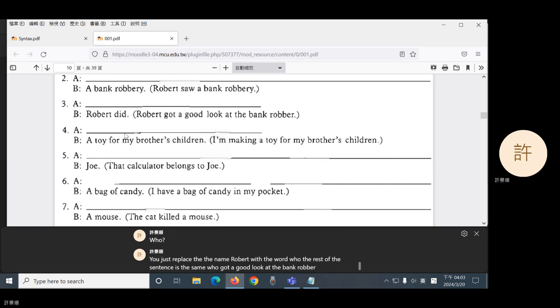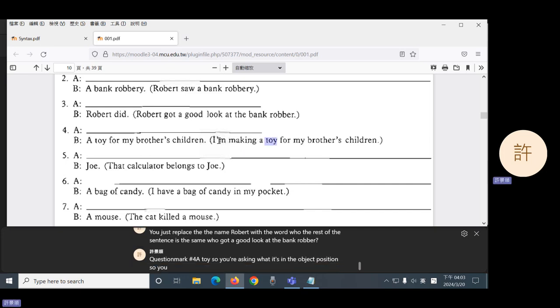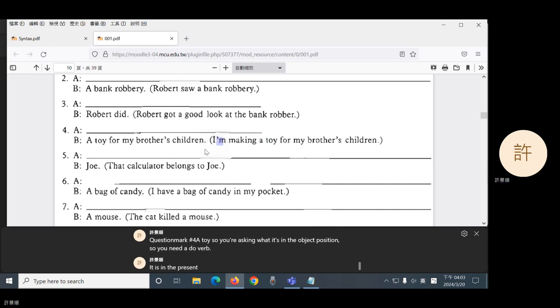Question mark. Number four, a toy, so you're asking what. It's in the object position, so you need a do verb. It is in the present tense. What are you making for your brother's children?